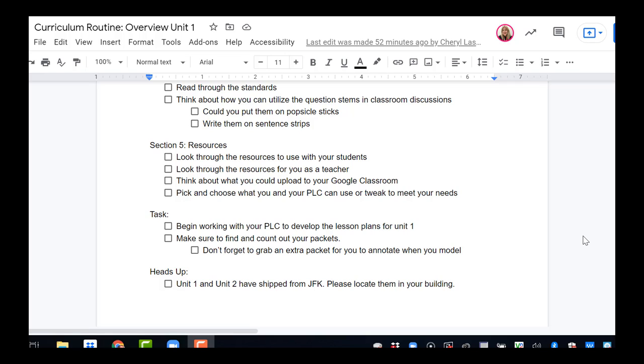Something to think about is making sure that you grab enough packets that you can model. So if you're teaching in a block classroom setting and you have 3 blocks of ELA, maybe you want to grab 3 extra packets. And just so that you know, all of units 1 and 2 have been shipped from JFK, and they are somewhere in your building.